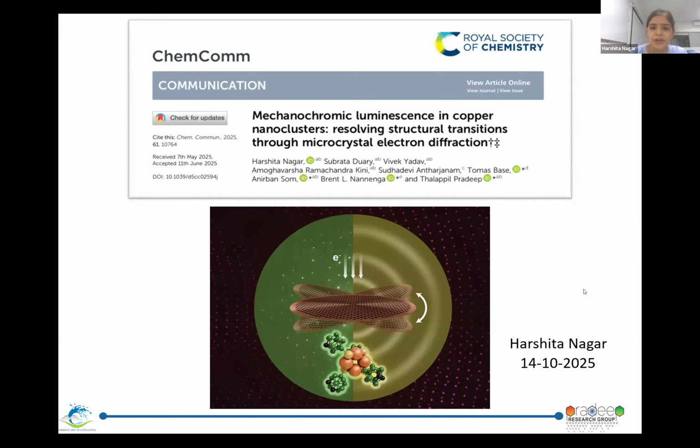Good evening, everyone. Today I'll be presenting my work, which we have published recently in ChemComm, titled Mechanochromic Luminescence in Copper Nanoclusters: Resolving Structural Transitions Through Microcrystal Electron Diffraction. It was published on 11th June 2025.